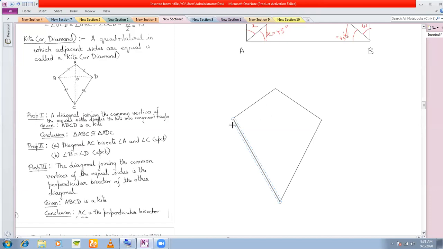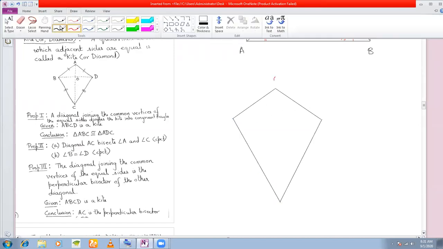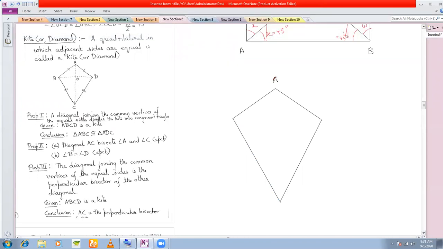This is a quadrilateral, say ABCD. Okay, the definition of a kite: any quadrilateral in which the adjacent sides are equal.